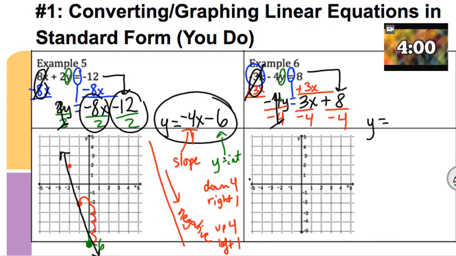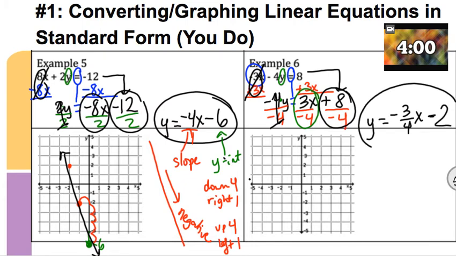If I have a positive divided by a negative, this right here, that makes the whole fraction negative. So that's going to be negative 3 over 4x. Positive divided by a negative, that makes the whole thing negative, negative 2. This is my y-intercept. This is my slope.